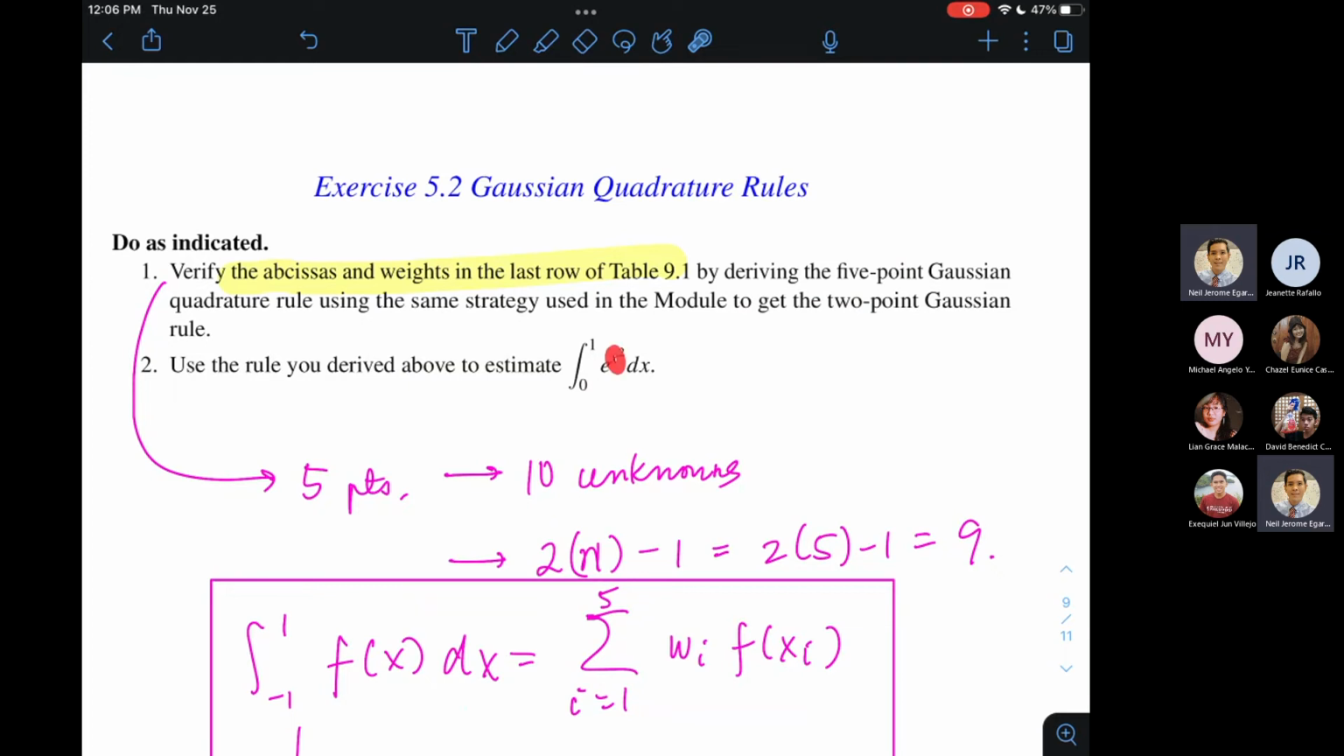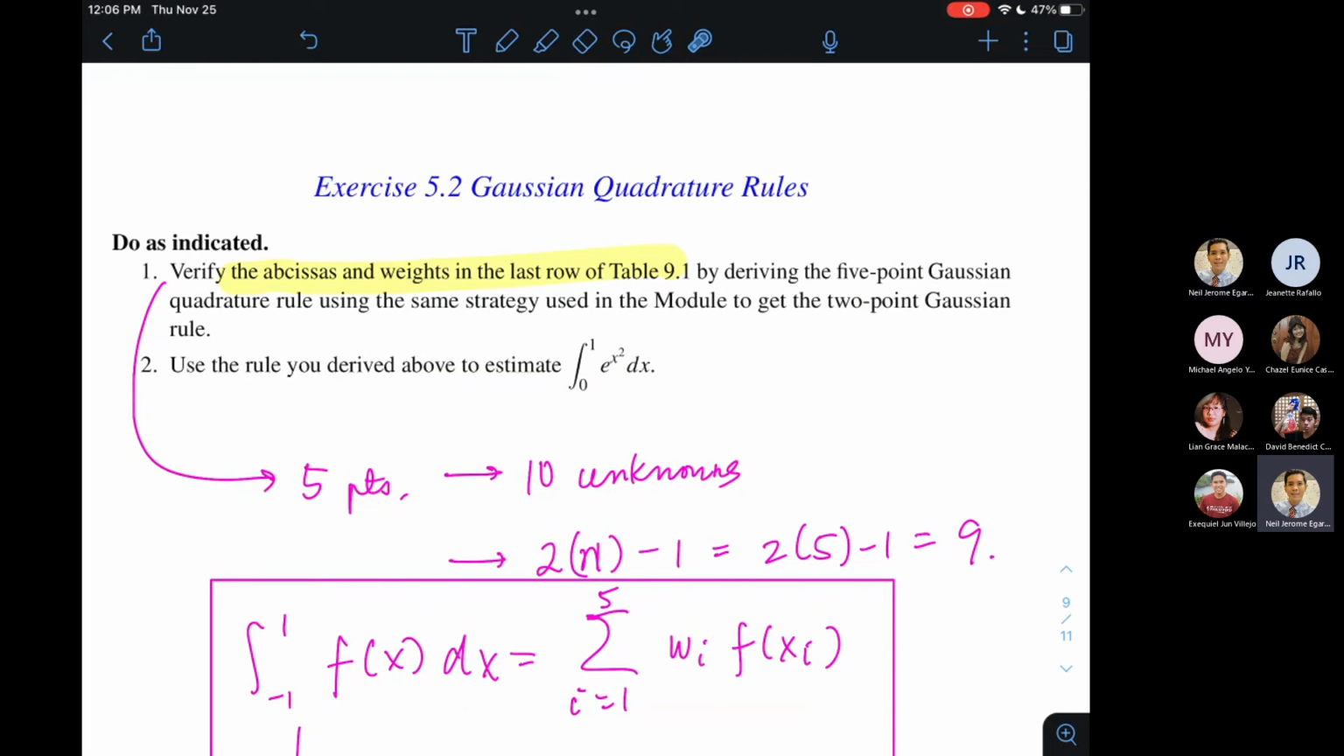So instead of simply plugging them for x, kailangan nyo muna siyang i-translate via the formula (b minus a)/2 times t plus (a plus b)/2 bago nyo siya i-plug in sa e to the x squared to get the function values that you should multiply with the computed weights, tas kukunin nyo yung summation. Okay? So I think that's it. And if you can do that, then you'll get a perfect score for exercise 5.2.